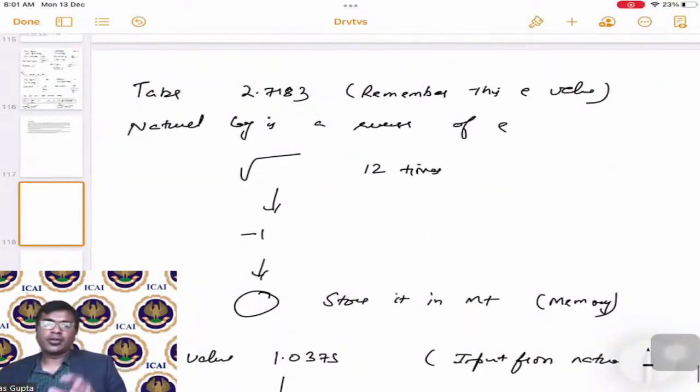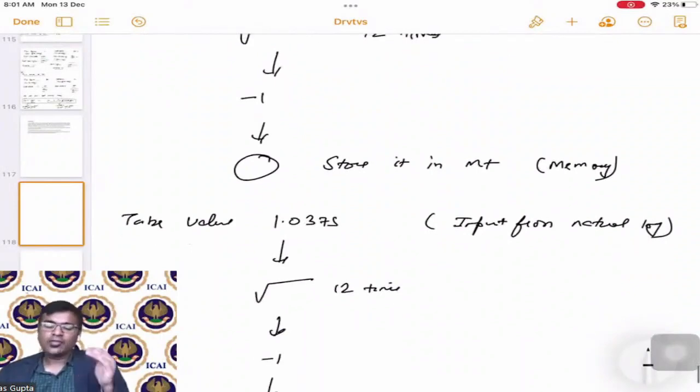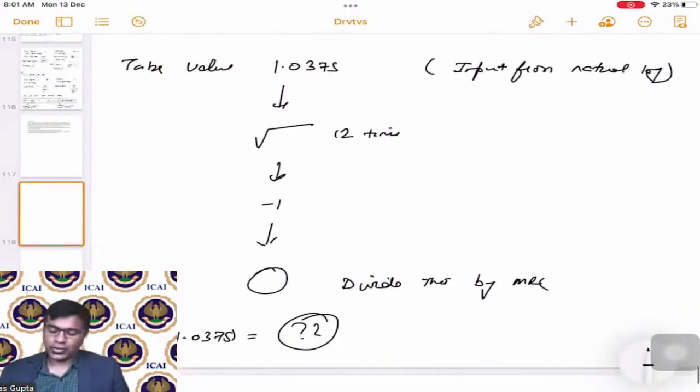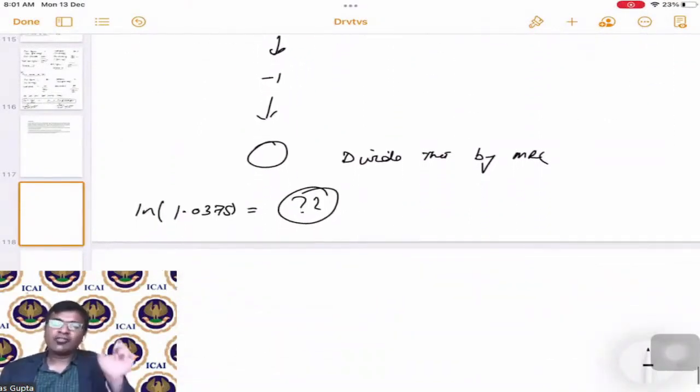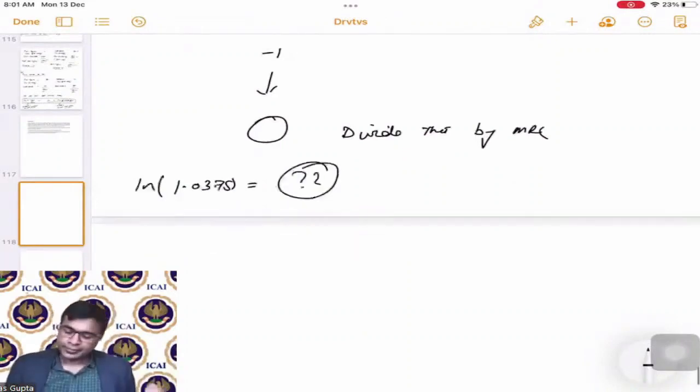We just do the same steps first with 2.7183, and then whatever the final outcome is, store it in the memory. Then take the exact input for which you are going to do the natural log, do the same steps. Finally, whatever the value is, divide it by the memory recall. Okay, so I'm skipping this part. The process is very clear.